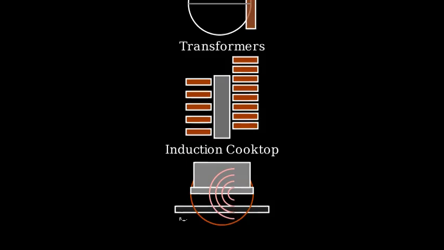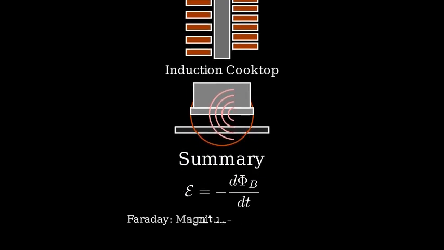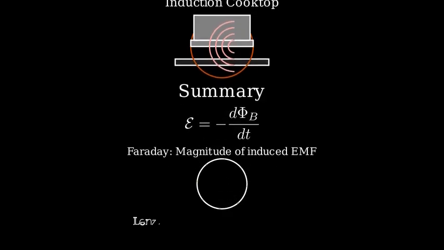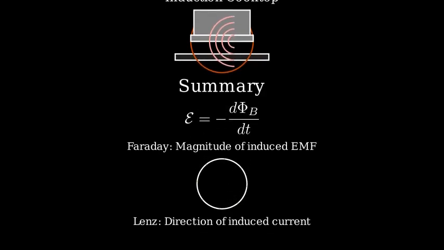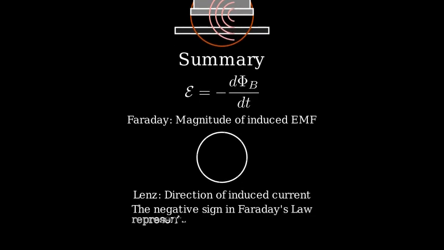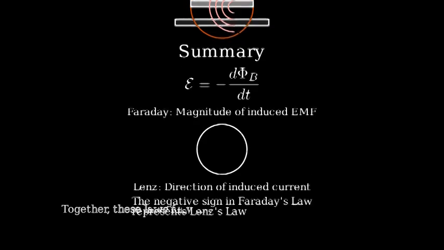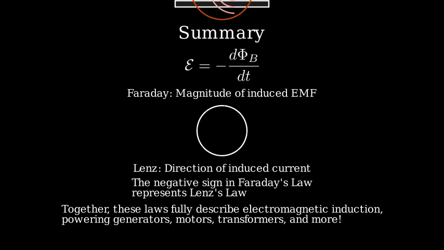To summarize, Faraday's law tells us that the induced EMF equals the negative rate of change of magnetic flux. Lenz's law tells us that the induced current flows in a direction to create a magnetic field that opposes the change in flux. The negative sign in Faraday's law is the mathematical representation of Lenz's law. Together, these laws completely describe electromagnetic induction, a phenomenon that powers much of our modern world.